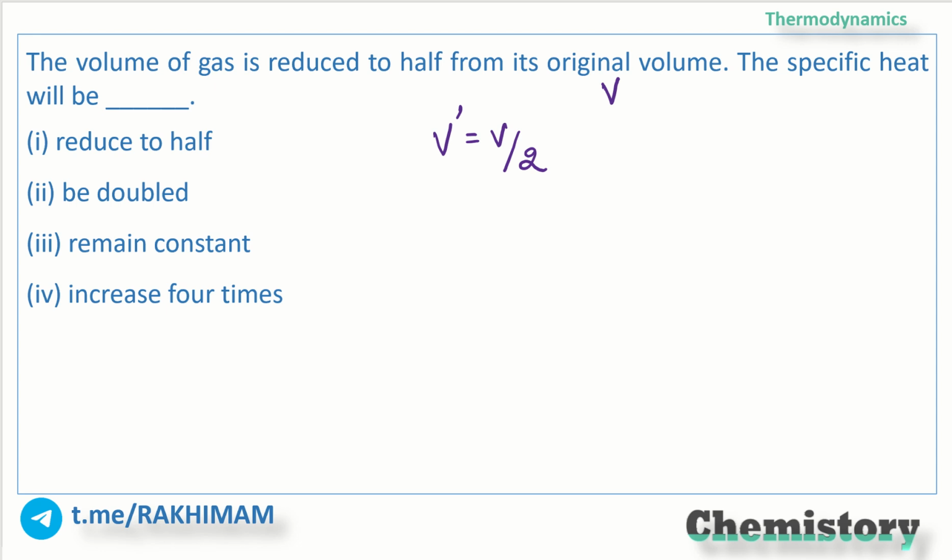Well, let me tell you one particular thing over here. Specific heat is an intensive property. And what do you mean by intensive property? Intensive properties are the properties that are independent of the amount of the substance, basically, independent of the quantity of the substance. So specific heat is independent of the mass of a gas, and mass is directly proportional to volume.